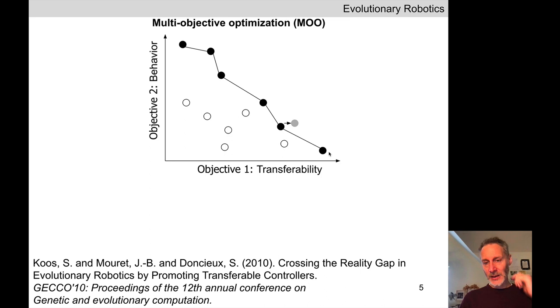Pareto is the name of the economist, actually, who came up with this idea. You can imagine this Pareto front starts to march up and to the right. We basically end up with a line of non-dominated solutions up here, all of which are pretty good at transferability and pretty good at behavior. Okay, so far so good? Okay.